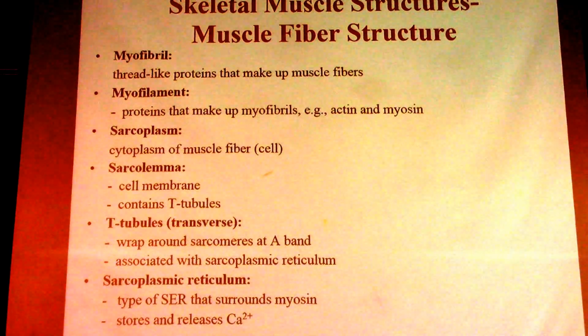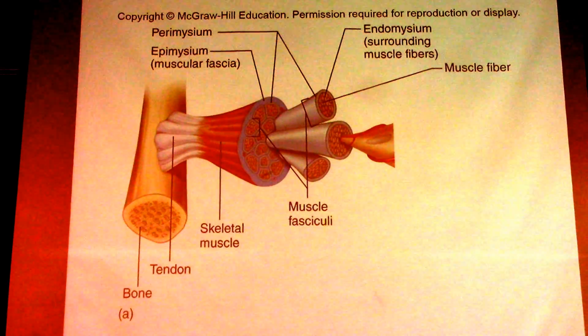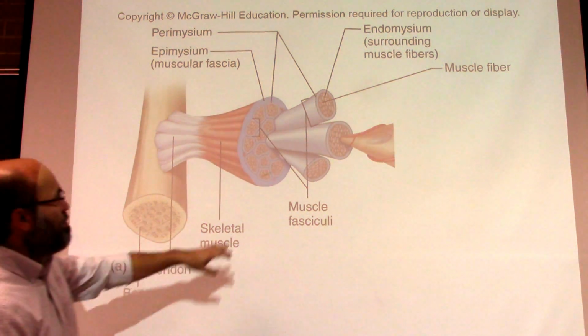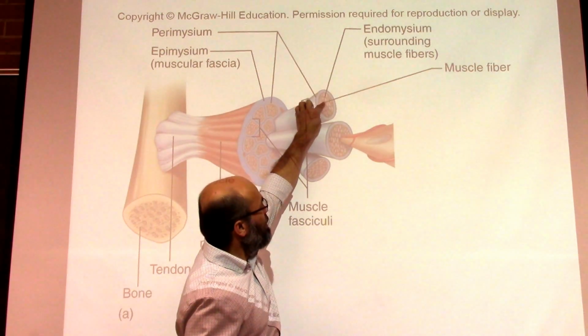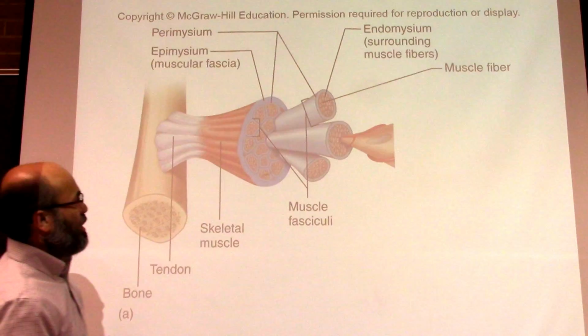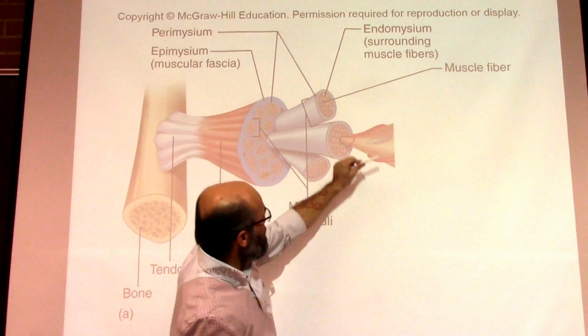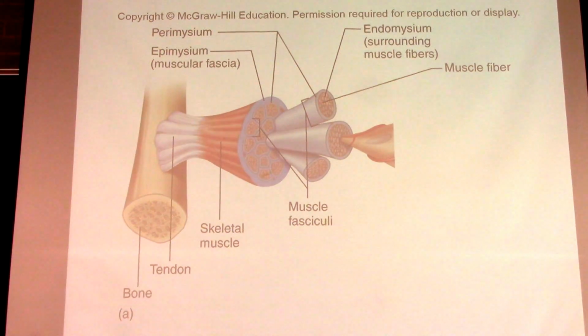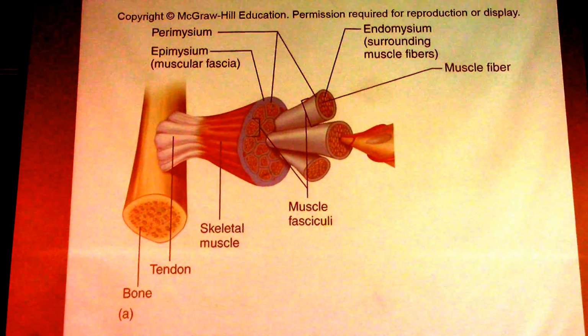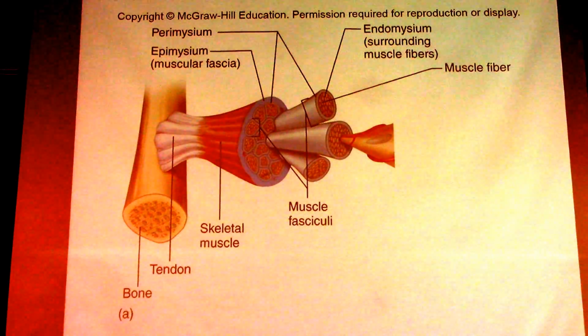So what really makes those muscles are those muscle fibers. The individual unit there is the muscle fiber. Muscle fibers are cells. Muscle fibers are those cells that are present in the internal part of the muscles.